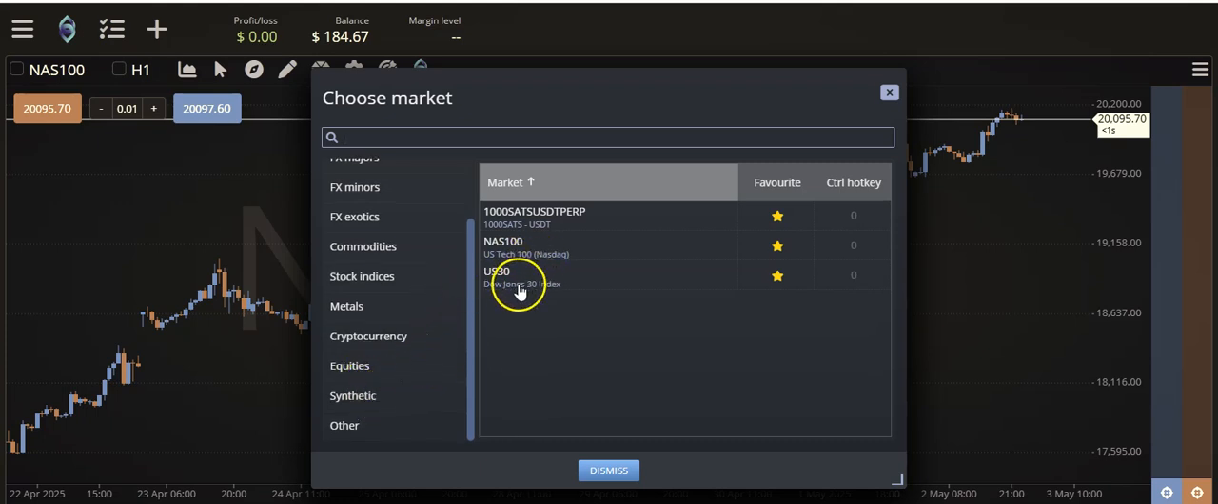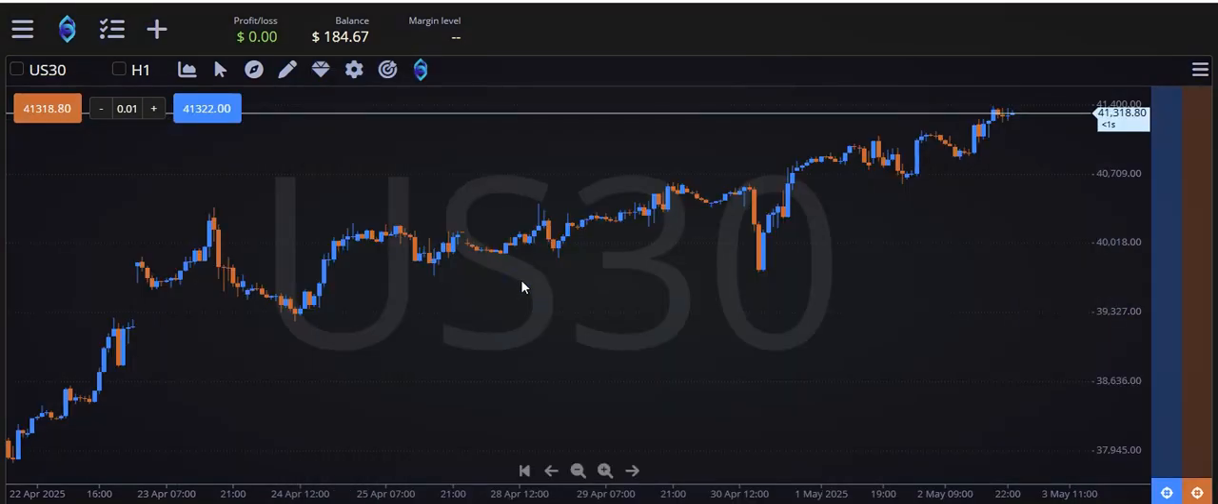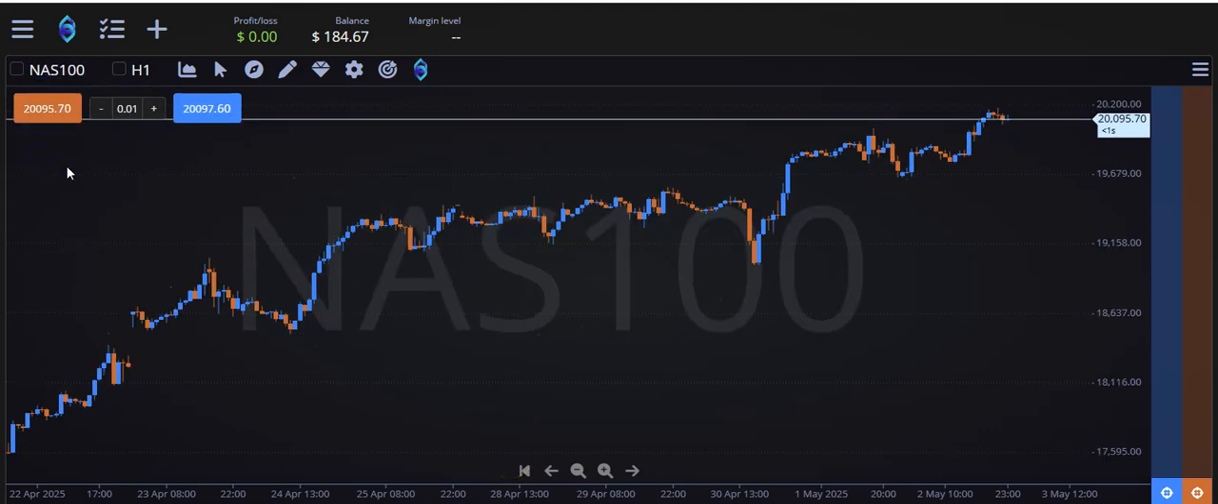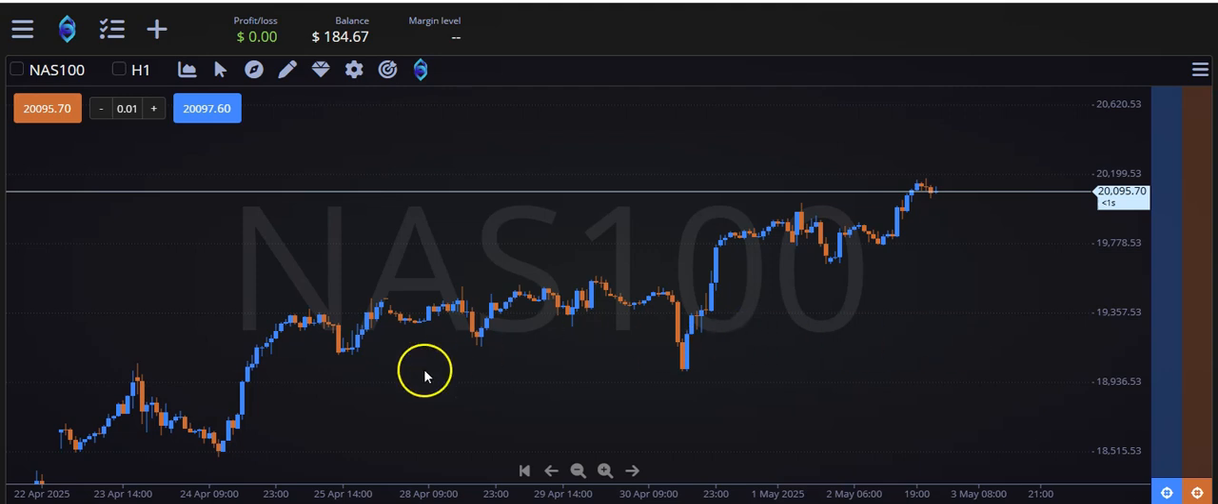Anything I choose, let's just choose the US 30. When I choose the US 30, all the past data of the US 30 appears on the chart. If I was to choose the NAS 100, all the past data appears on the chart. So for any pair I choose, the past data of the value of the NAS 100, or whatever you choose, is going to appear on the chart. So there are two things on this chart: the past value and the current value.